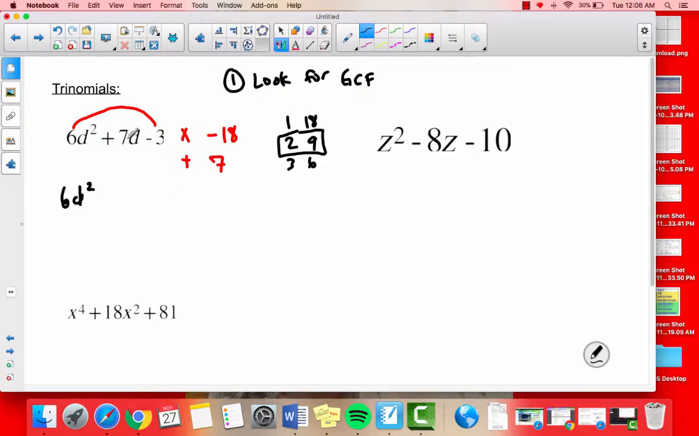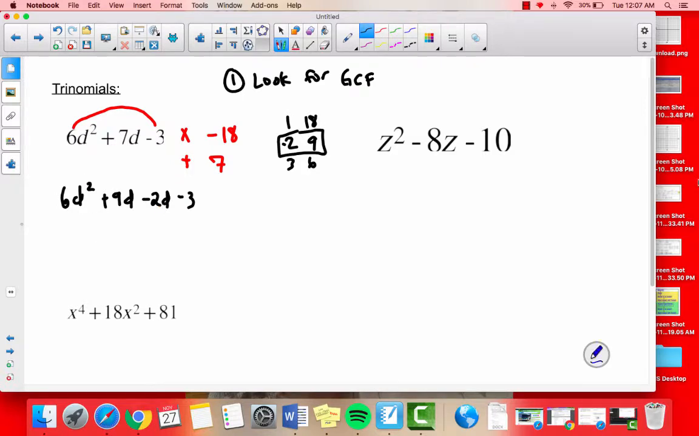And then instead of a 7d, I'm going to break this up. I'm going to have a plus 9d and a minus 2d. And the reason I have a plus and a minus is because 9 minus 2 is 7, and 9 times negative 2 is going to get me that negative 18. And then I bring down my minus 3. So all I did was just rewrite it with my two numbers here, my negative 2 and my 9 in the middle. And then I'm just going to group some things together.